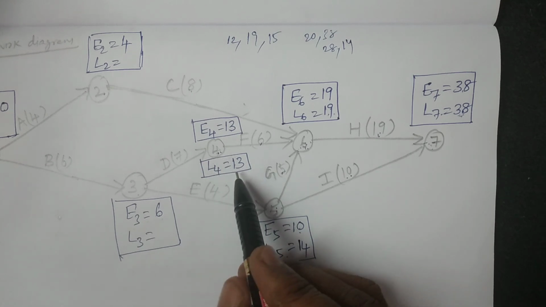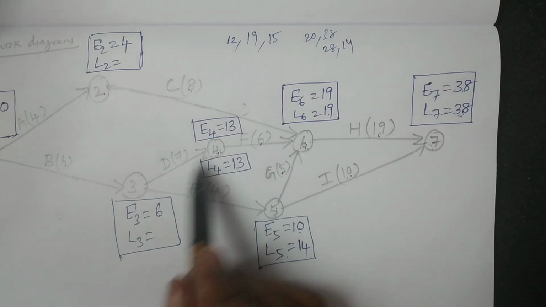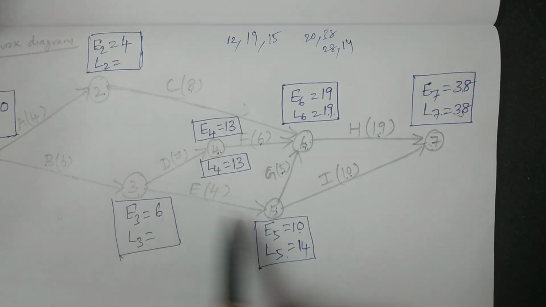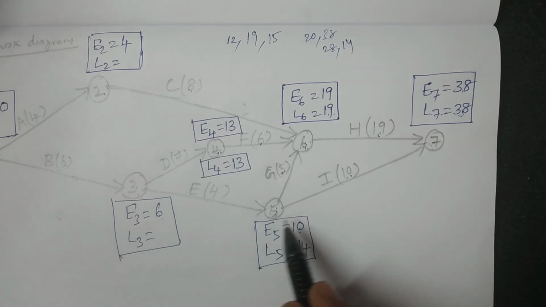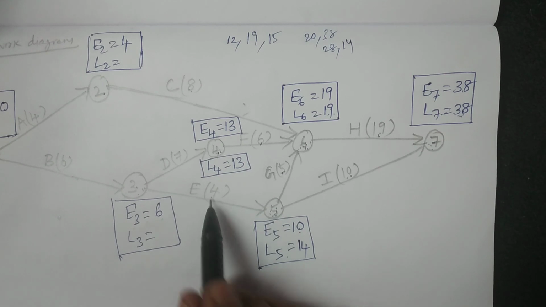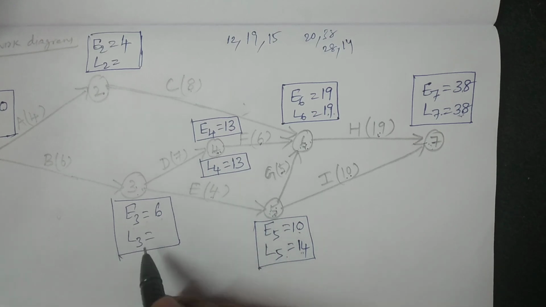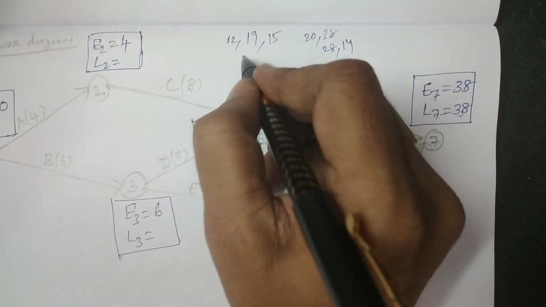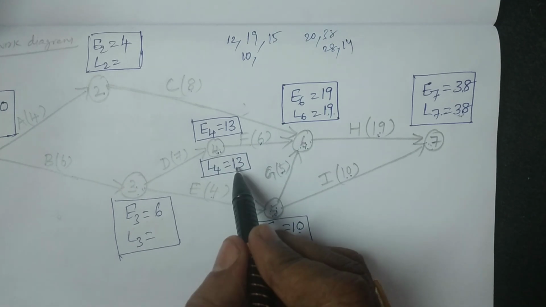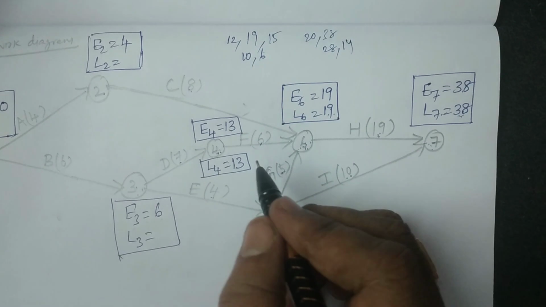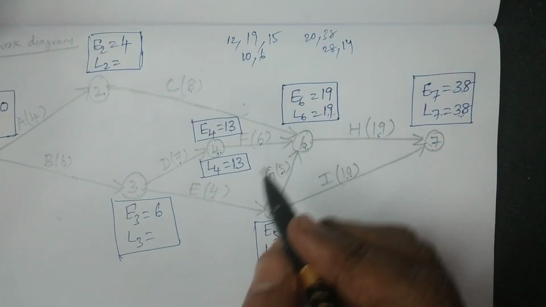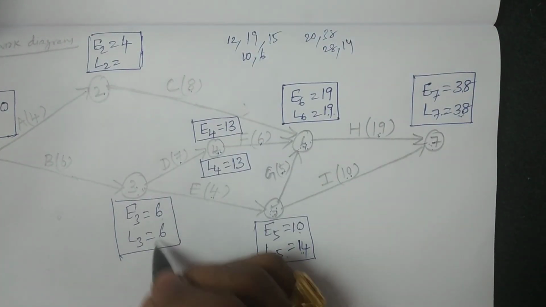For the third event, how many connectors? 2. 3 to 4, 3 to 5. That is from 5 to 3, 4 to 3. Which means you have to calculate L5 minus D35, 14 minus 4, it is 10. And 13 minus 7, it is 6. So therefore the minimum value is 6.